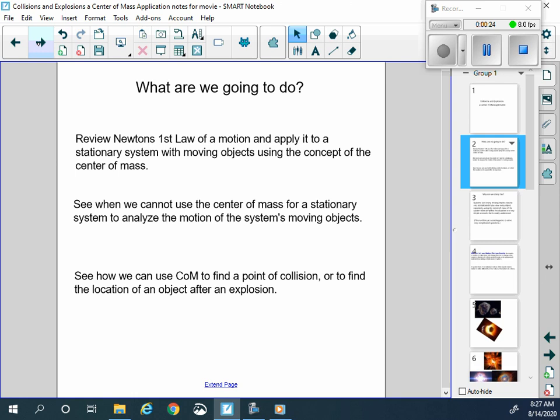We're also going to look at situations where centers of mass will not be able to work in our systems and why that's going to be. And for those systems that we can use centers of mass, we're going to look at how we can use the center of mass then to calculate the point where objects will collide, or if something explodes, how we can use centers of mass to find a piece of that object after the explosion.